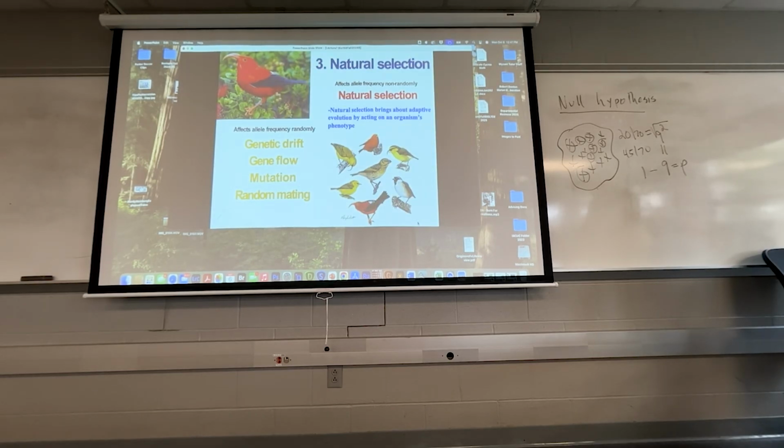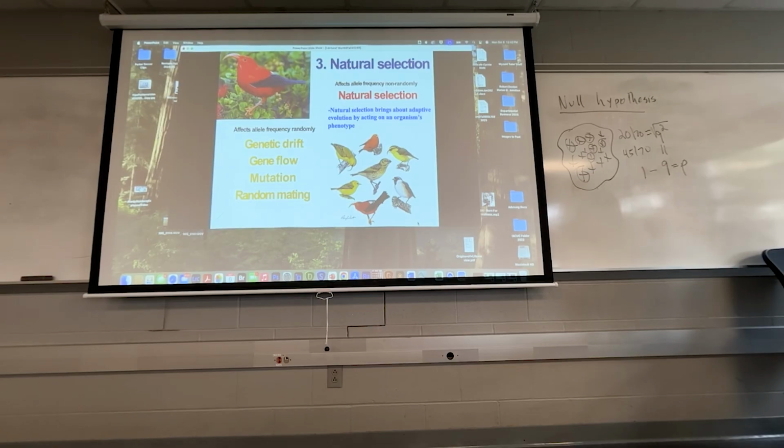The last one here, that is a major, it's the largest, and the major change that it causes, or the major mechanism that causes changes in gene and allele frequencies, is natural selection. All right. The really nice thing about natural selection is it is non-random and directional. It's the only one of these that really is non-random and directional.